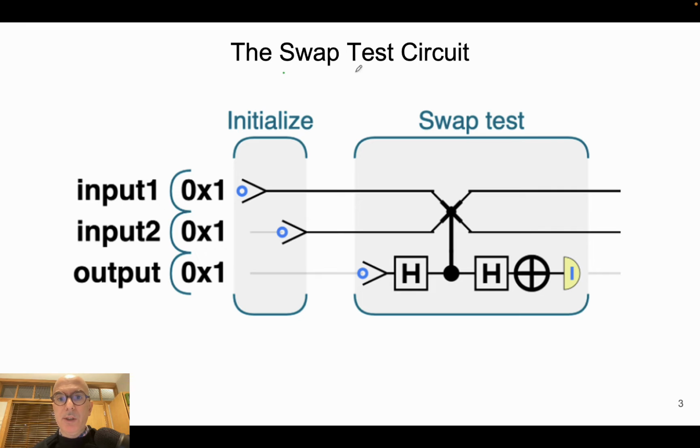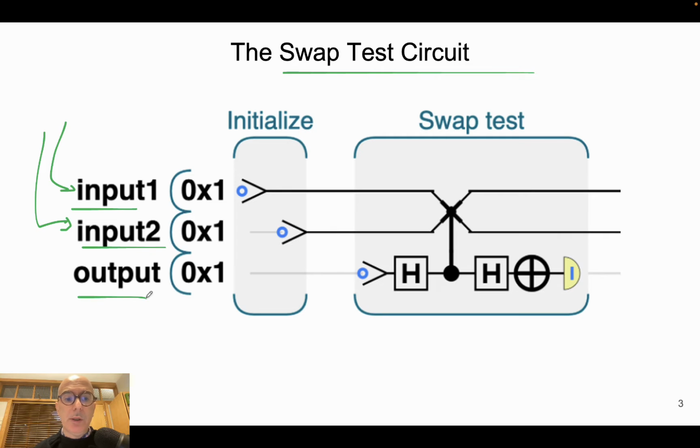The swap test circuit is actually the following. We have 3 quantum registers, 2 with the values that we want to compare. So these are the quantum registers input 1 and input 2. And then we have a specific quantum register called output that we're going to measure here at the end. That will tell us if they are similar or the same, and will tell a measure of the quality.